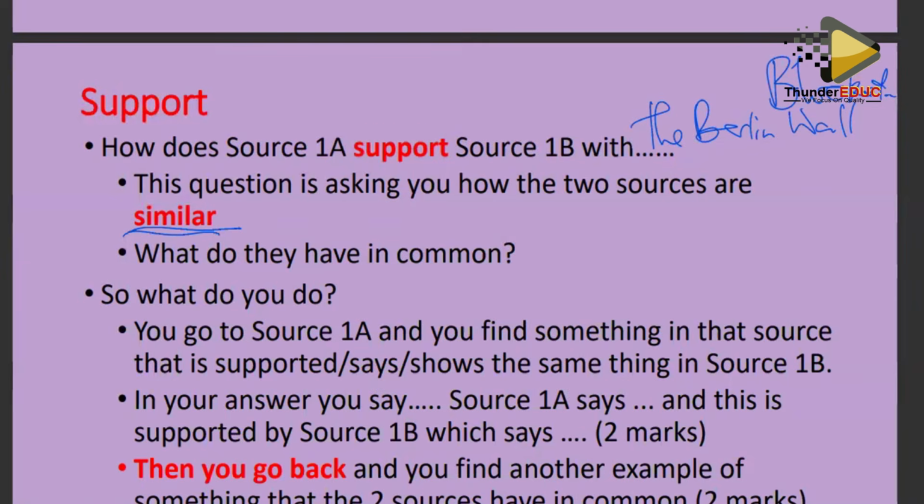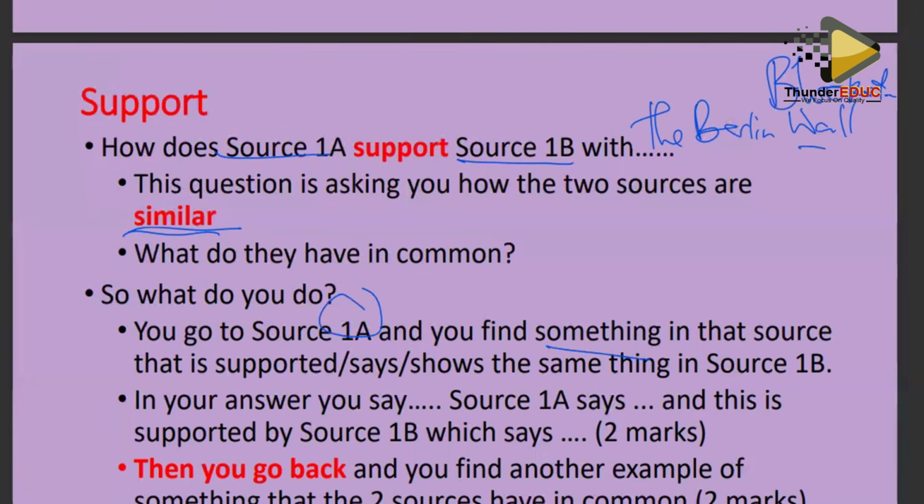Address the question specifically, and in your answer you must be able to portray sense from what you are describing. So what you do is, you go to source 1A. If the question is saying, how does source 1A support source 1B? Source 1A supports source 1B with regard maybe to the Berlin Wall. You go to source 1A and find something there.